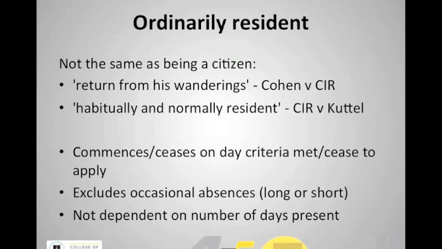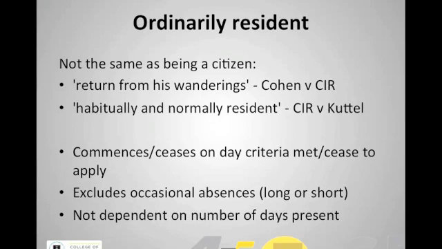CIR versus Cattell was the opposite. Cattell was also sent by his company to the United States, and he was to explore business opportunities there. But unlike Cohen, he settled much more permanently in the United States. He rented property there, he bought a car, he opened bank accounts, he joined a church, he obtained a social security number, and eventually he actually became a resident or obtained citizenship in the United States.